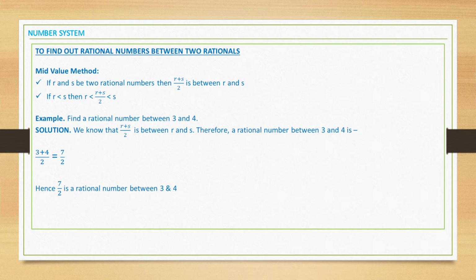Find a rational number. First, we are going to find a single number between 3 and 4. So we can use the mid value method. Using the mid value method, we add the given numbers 3 and 4 and divide by 2. (3 plus 4) by 2 is equal to 7 by 2. Hence 7 by 2 is a rational number between 3 and 4. Actually 7 by 2 is nothing but 3.5, 3 and a half. We know very well that 3 and a half lies between 3 and 4.